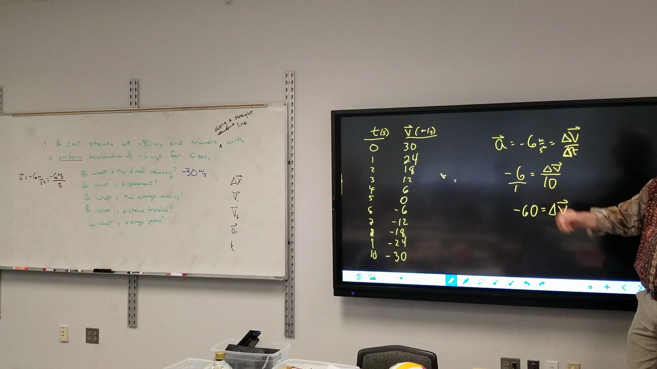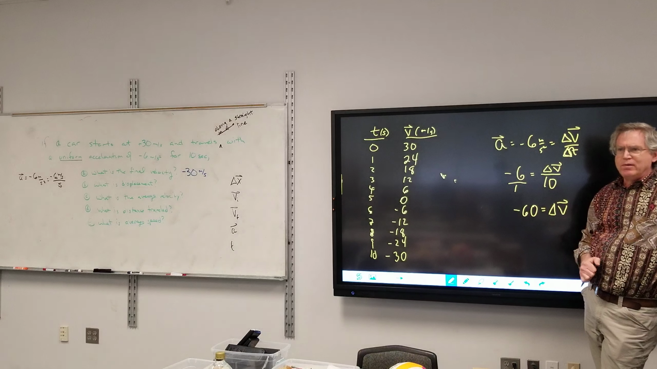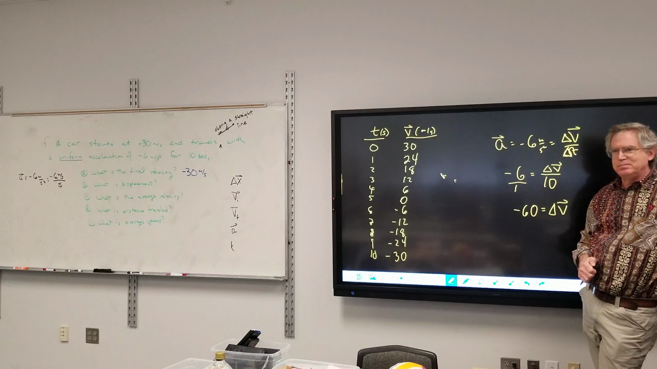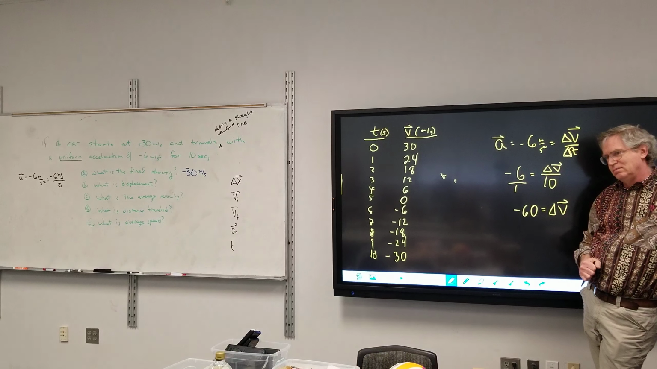All right, so average velocity. What is my average here? 0. How'd you get that? Because it was 30 meters per second at one point and negative 30 meters per second at the end point. And then if you add those two together, it's 0.